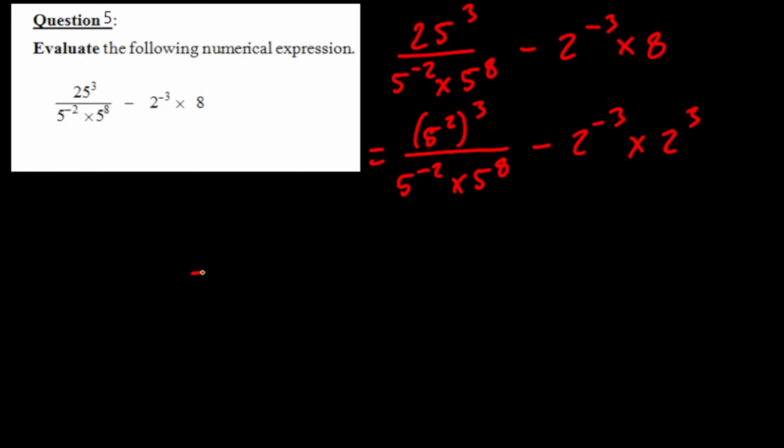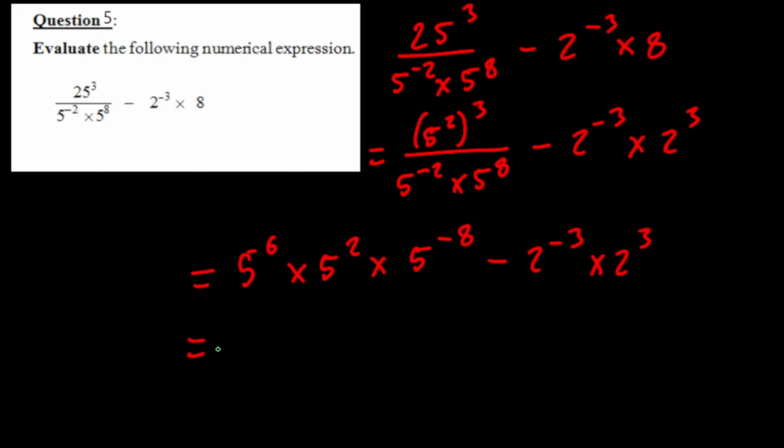Now to simplify this even further, we can take the numbers in the denominator and move them to the numerator. So we have 5 to the power to the power, we multiply the exponents. So it's 2 multiplied by 3, giving us 5 to the power of 6. Since we're moving the number from the denominator to the numerator, the negative exponent becomes positive. So it's 5 to the power of 2 multiplied by 5 to the power of negative 8 because it's moving up, minus 2 to the power of negative 3 multiplied by 2 to the power of 3.